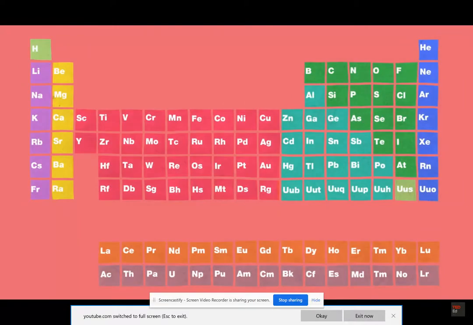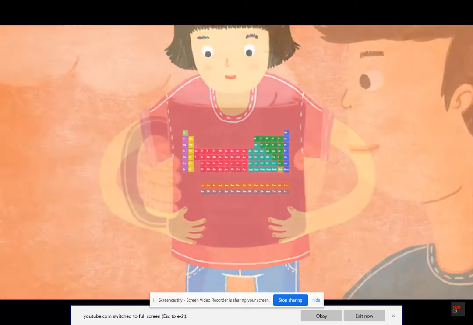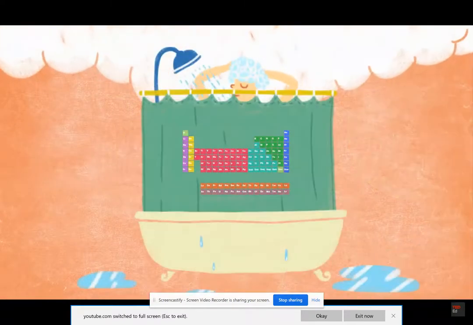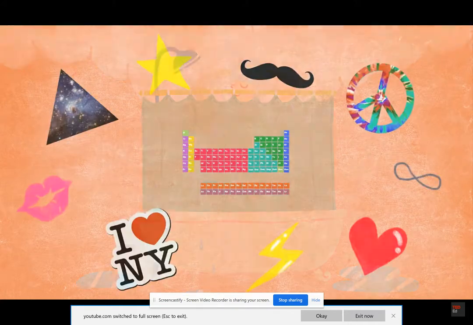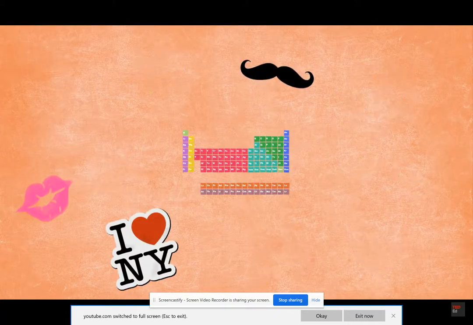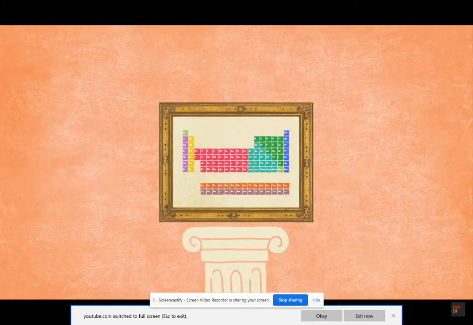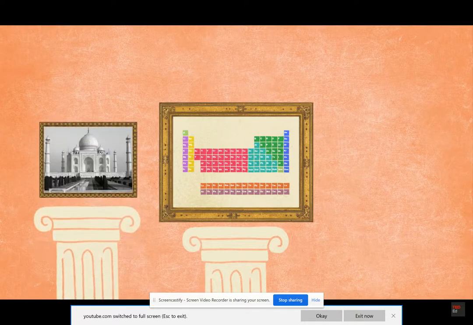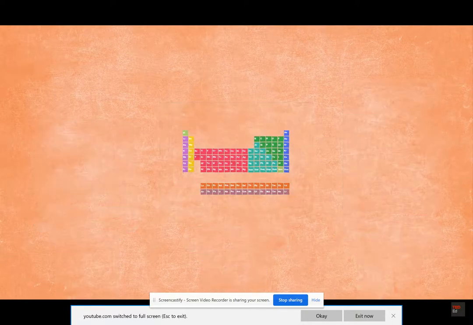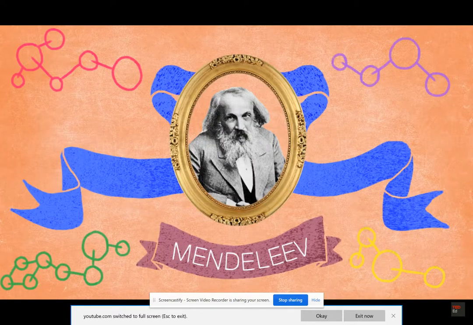The periodic table is instantly recognizable. It's not just in every chemistry lab worldwide. It's found on t-shirts, coffee mugs, and shower curtains. But the periodic table isn't just another trendy icon. It's a massive slab of human genius, up there with the Taj Mahal, the Mona Lisa, and the ice cream sandwich. And the table's creator, Dmitri Mendeleev, is a bona fide Science Hall of Famer.